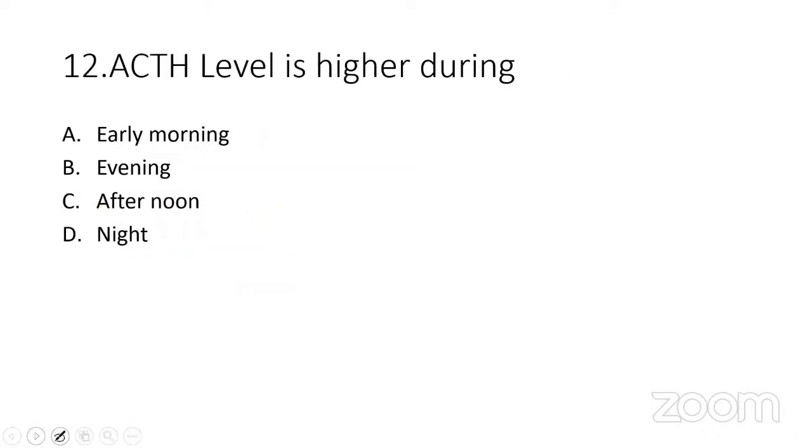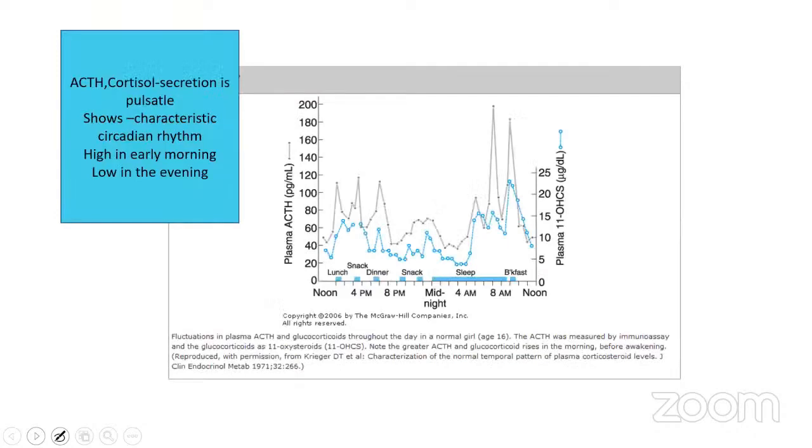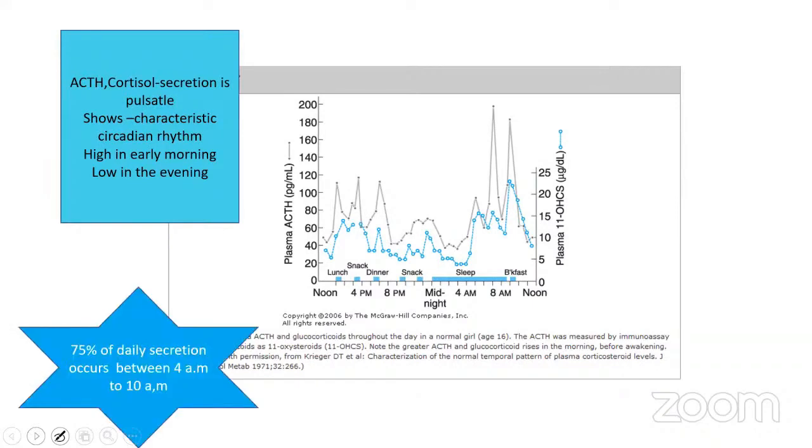ACTH levels are higher during which time: early morning, evening, afternoon, or night? The answer is early morning. ACTH also shows a circadian pattern of release. It is high in the early morning and low in the evening. 75% of daily secretion occurs between 4 a.m. and 10 a.m., peaking at 6 to 8 a.m. It is lowest in the evening.